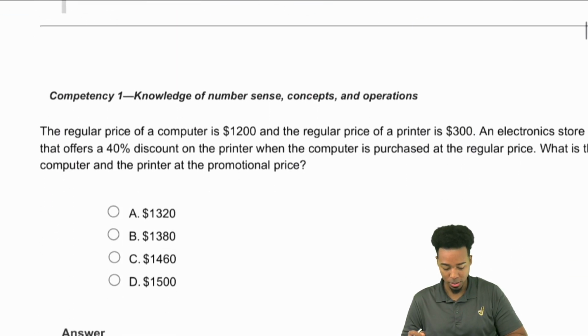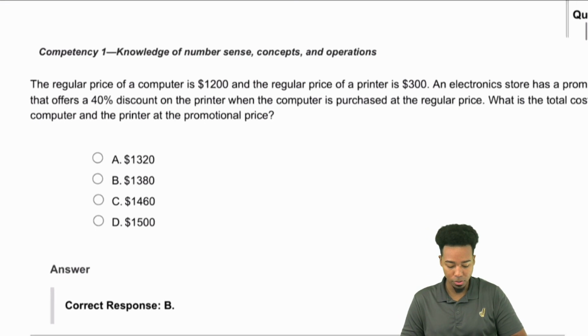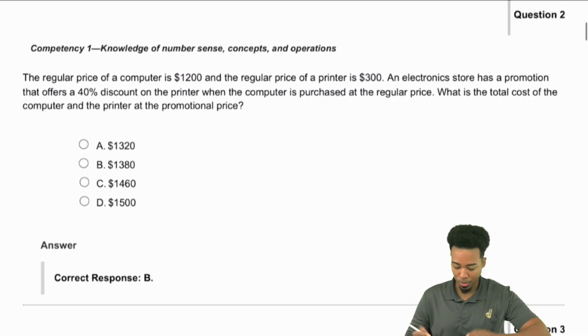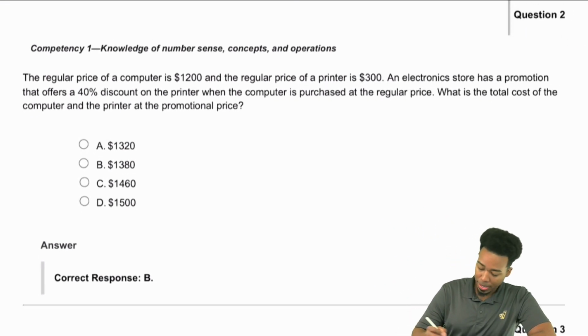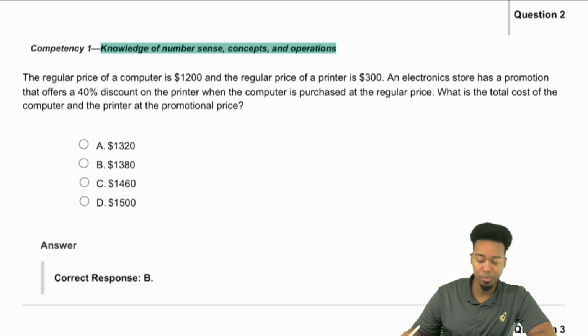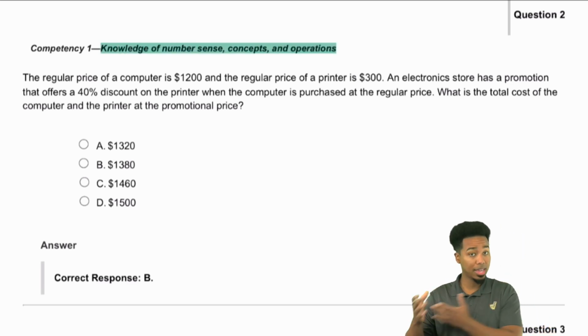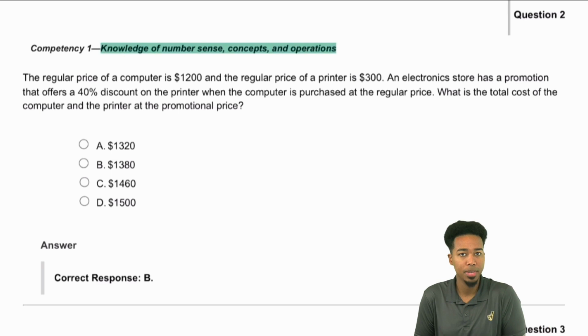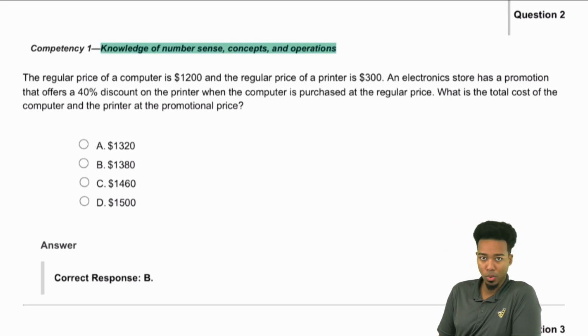So let's take a look here. Question number 2 still falls under competency 1. Let me point it out again: competency 1 is all about number sense concepts and operations, and percents can fall within this category. So let's go through this next question.